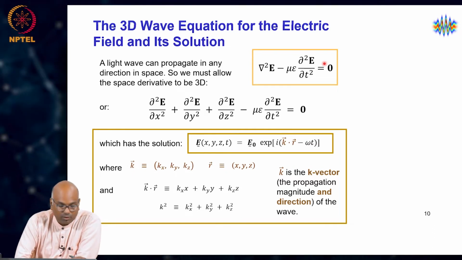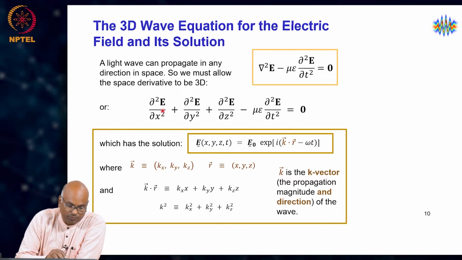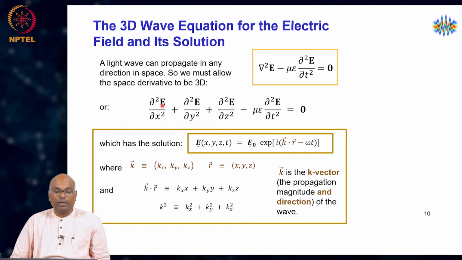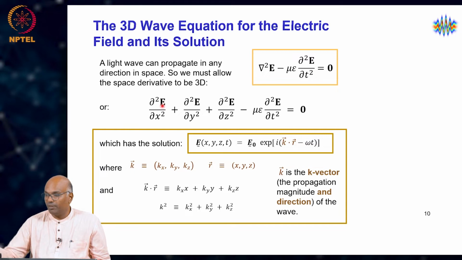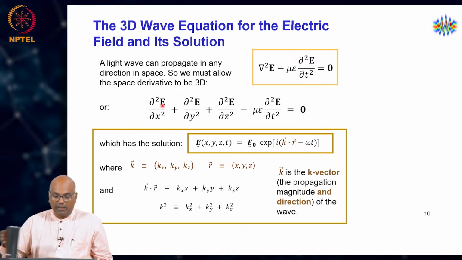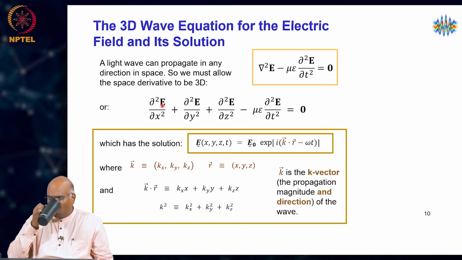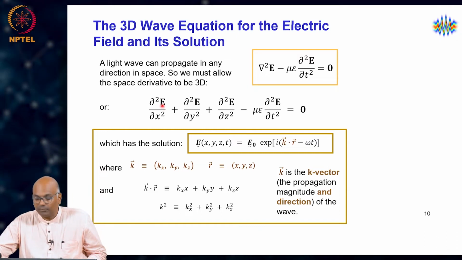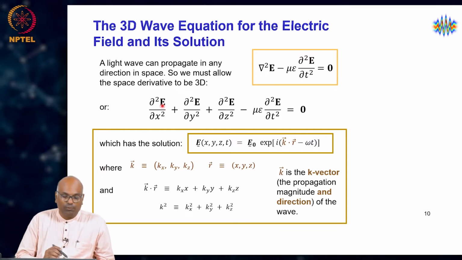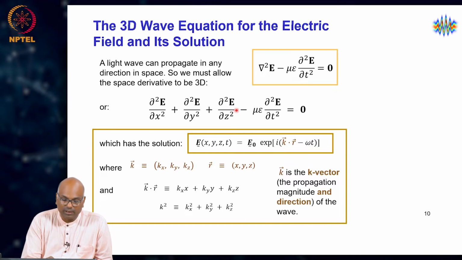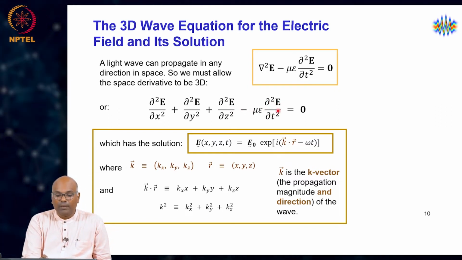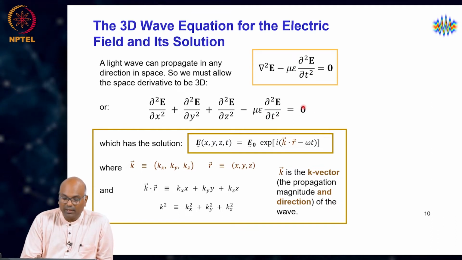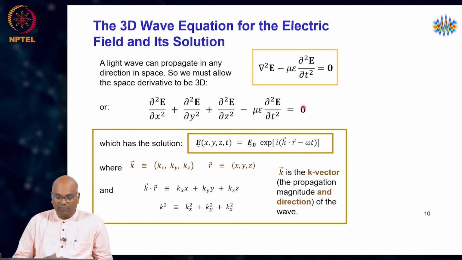Okay. So, if I now choose to expand del squared and choose a Cartesian frame of reference, that is a frame of reference with x, y and z, then d2E by dx2 plus d2E by dy2 plus d2E by dz2 minus mu epsilon d2E by dt2 is again equal to 0, that is the wave equation.